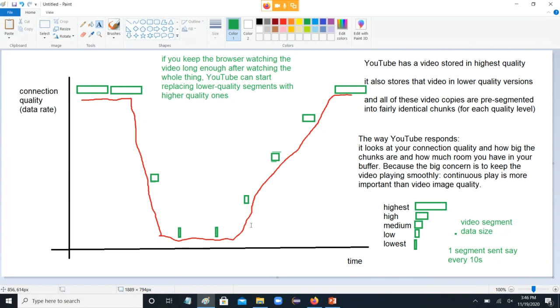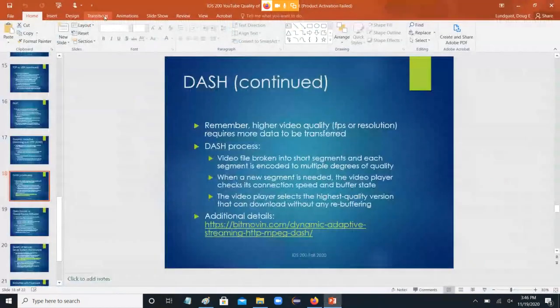And again, the point is connection quality can vary. When it does vary, YouTube wants to send you an appropriately sized video segment. Not in terms of length, but in terms of the amount of data that is involved in that video segment chunk. Okay.